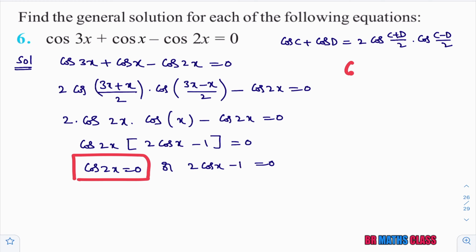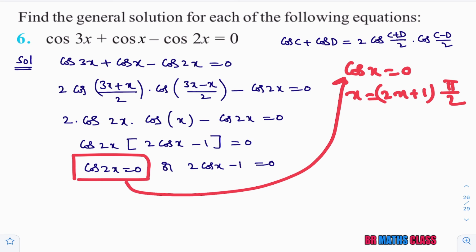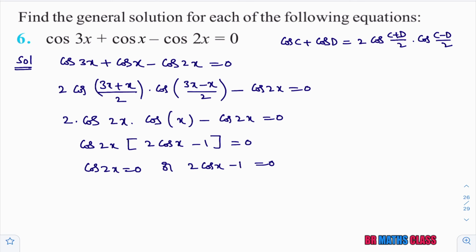We know from the general solutions that cos x equal to 0 means x is an odd multiple of pi by 2, that is, 2n plus 1 into pi by 2. You observe this is of this form only, but in place of x, here 2x is there. So what can I write? I can write that 2x equals an odd multiple of pi by 2, 2n plus 1 into pi by 2. From this, what is x? x is 2n plus 1 into pi by 4.